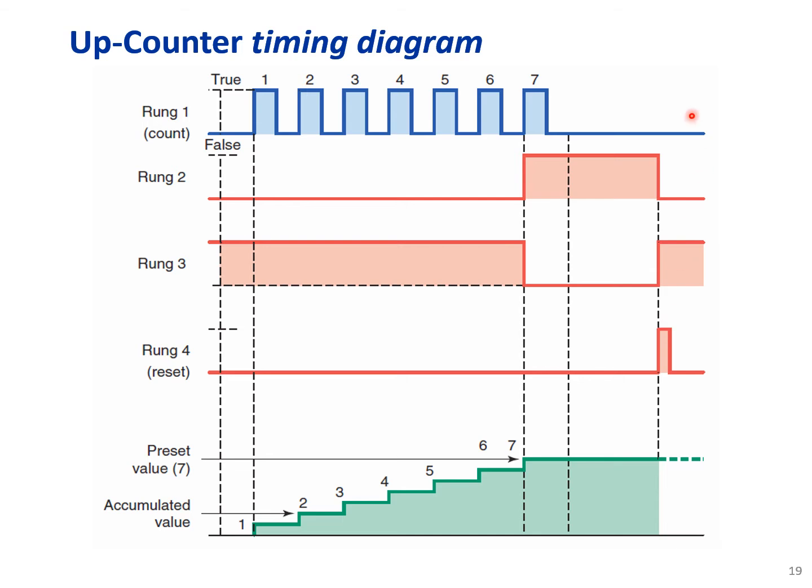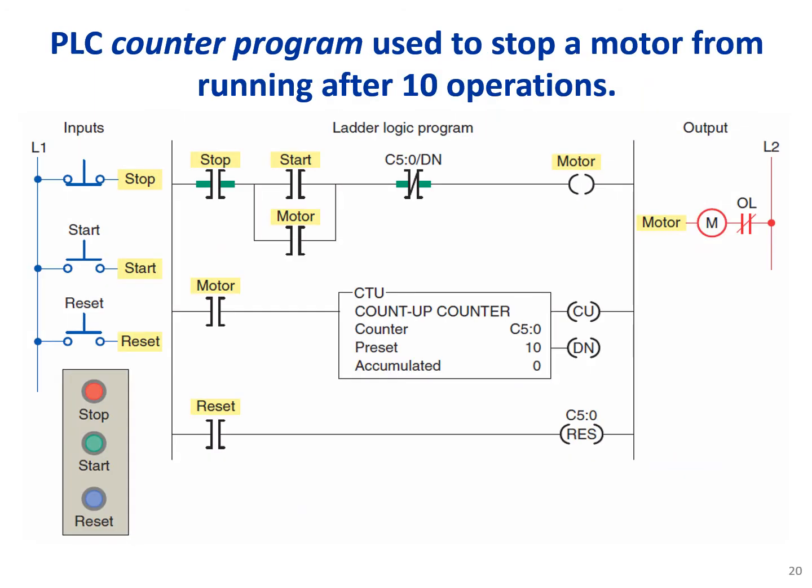Now everything will be reset. So you see that the down bit now will be false, the negated down bit will be true, and the accumulated value will drop back to 0. PLC counter program used to stop a motor from running after 10 operations.